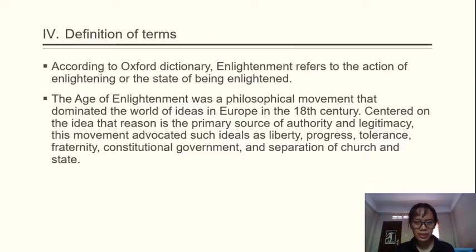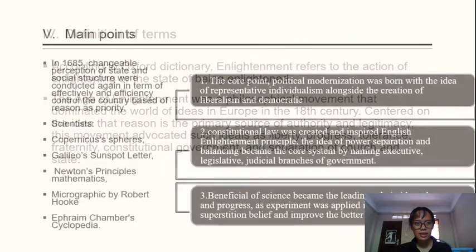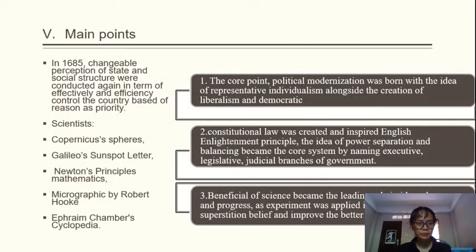And the Age of Enlightenment could be fully defined as the philosophical movement that dominated the world of ideas in Europe in the 18th century. It advocated ideas like liberty, progress, tolerance, fraternity, constitutional government, and the separation of church and state. So now let's move to the main point.